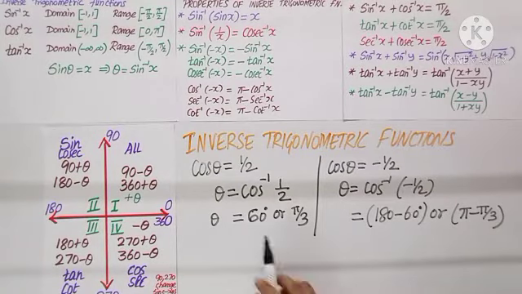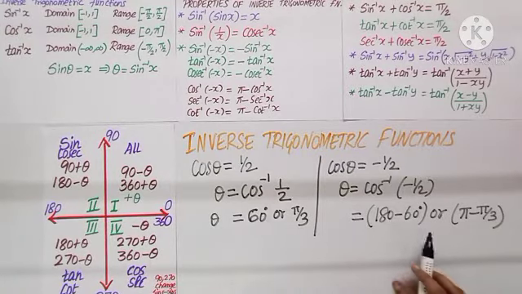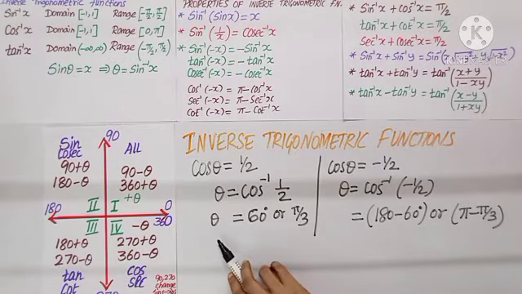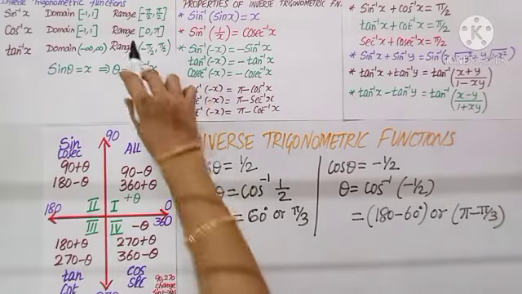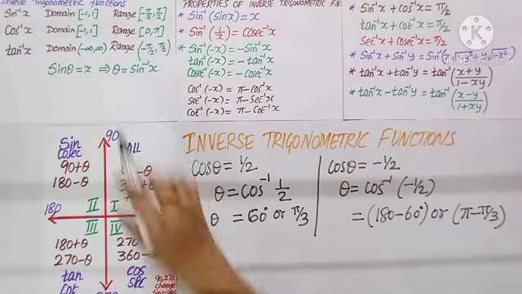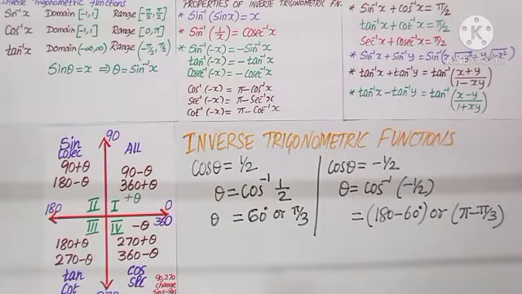In cos, positive take as it is, negative tells me pi minus. So, the value will be from 0 to pi. And so, cos inverse x, the range is 0 to pi, principal value also lies in 0 to pi.